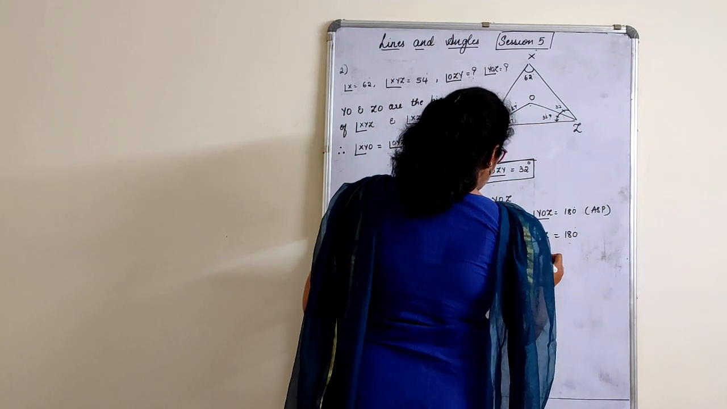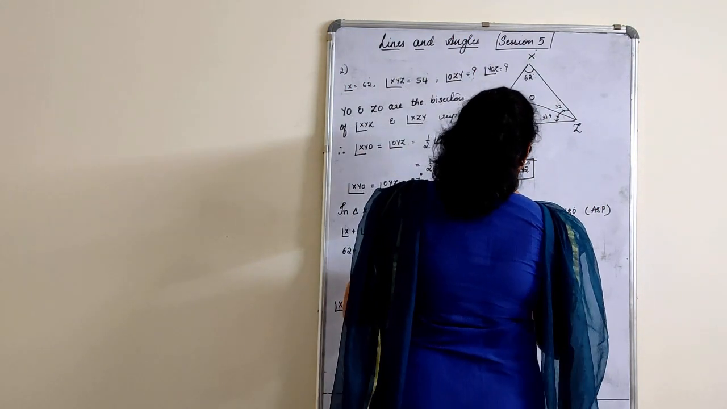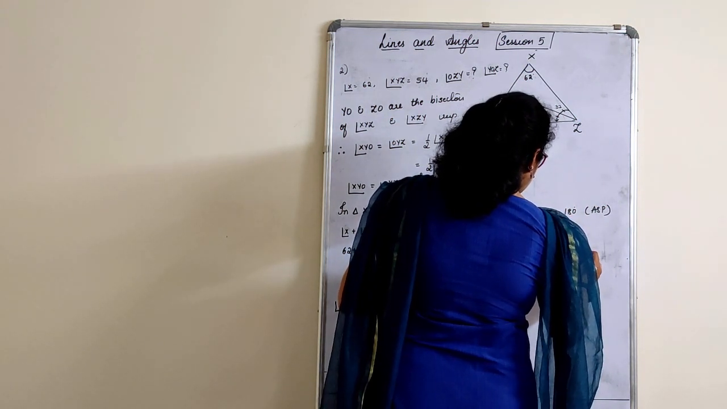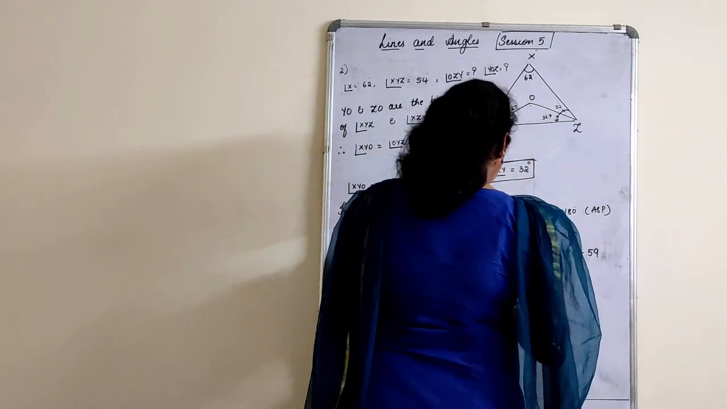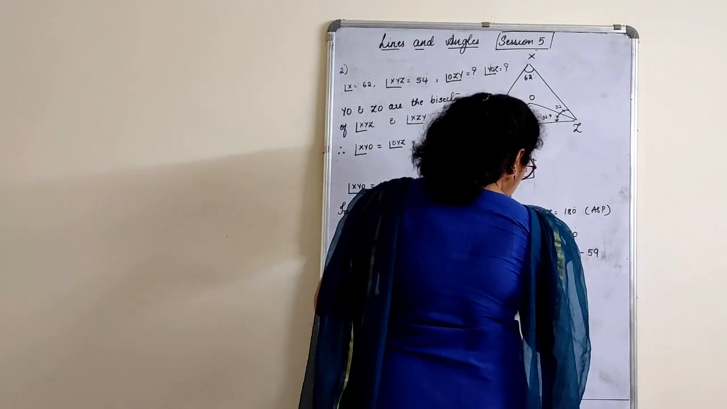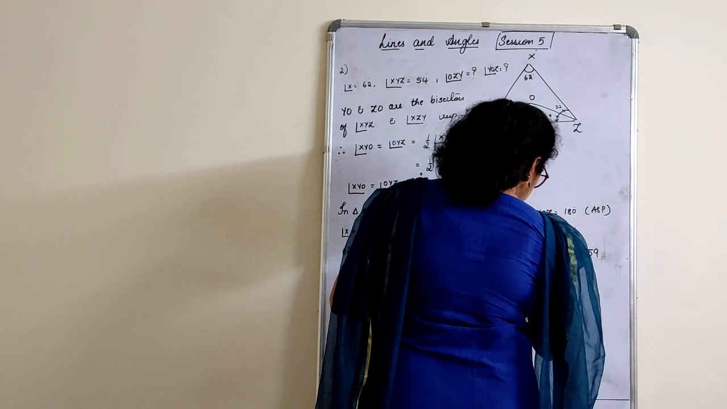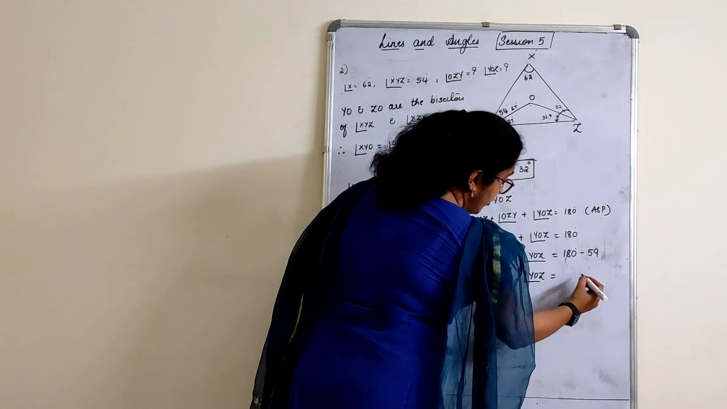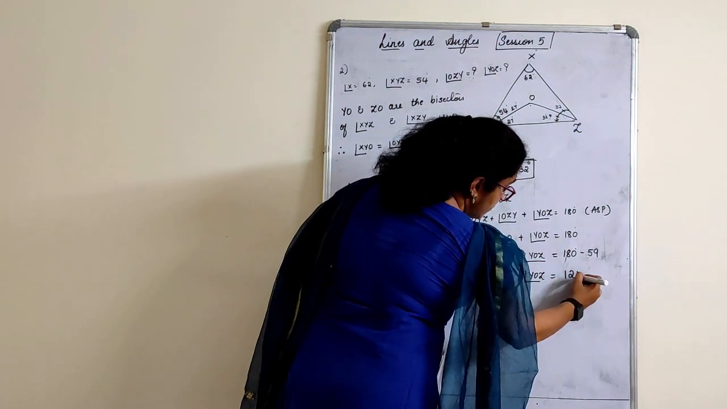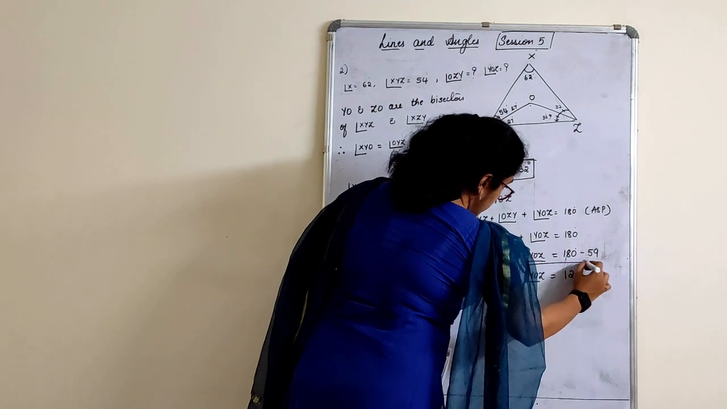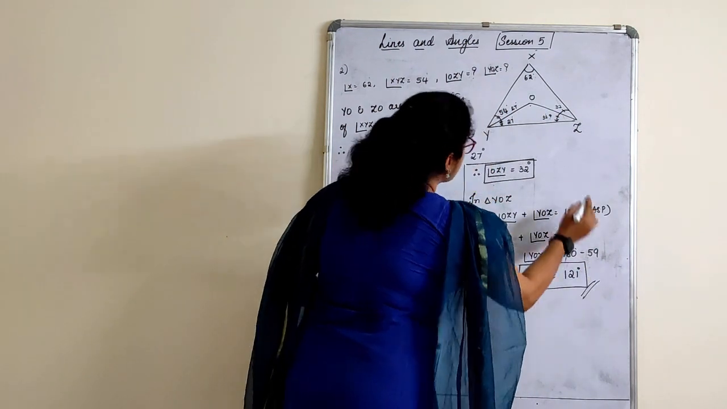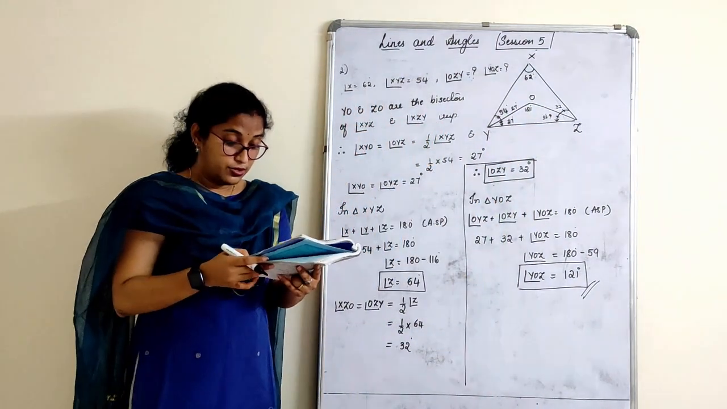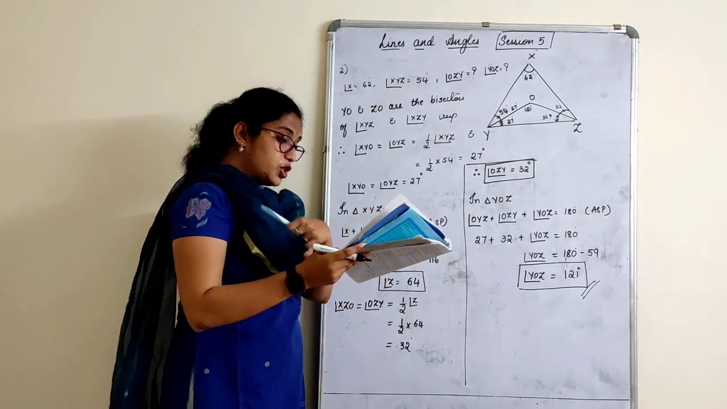Angle YOZ is equal to 180 minus 59 degree. So angle YOZ is equal to 180 minus 59, which will give you 121 degree. So this is 121 degree. So we found the second one. Quickly we'll finish with the third one.